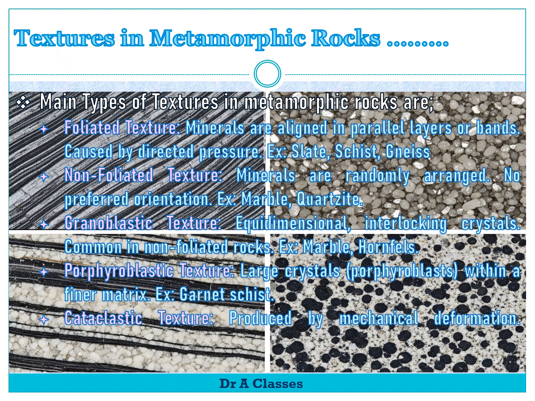Cataclastic texture is a result of mechanical breakage of minerals due to intense stress, usually along fault zones. The rock appears crushed or fragmented. These textures not only help in classifying metamorphic rocks but also reveal details about the pressure, temperature, and deformation history a rock has experienced.